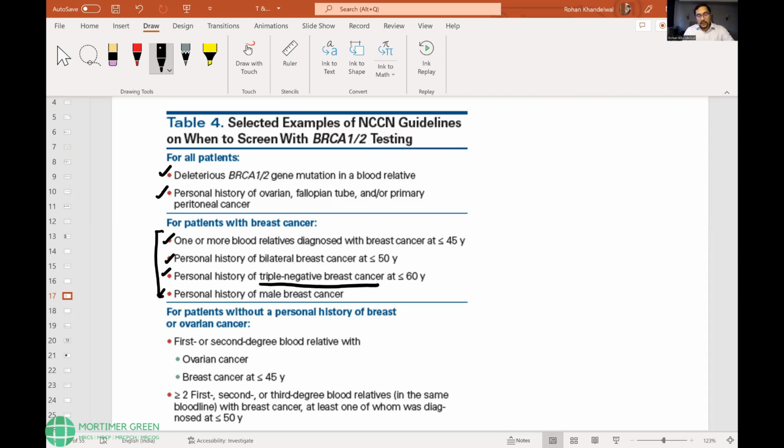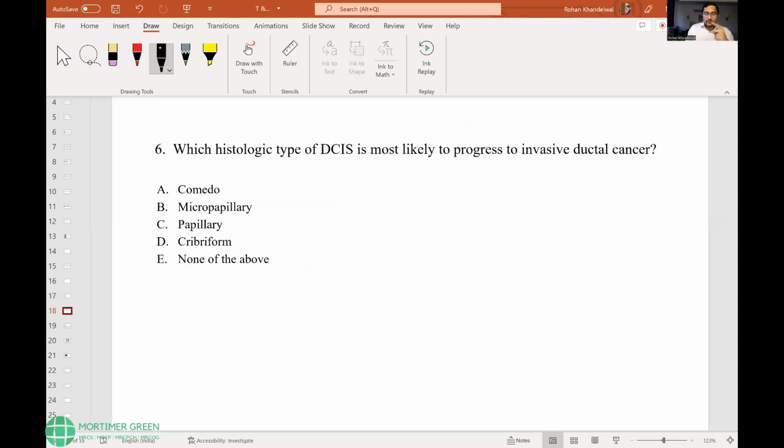And without a personal history of breast or ovarian cancer: first or second degree relative with ovarian and breast cancer at less than 45, or more than two first, second, or third degree relatives in the same bloodline with breast cancer, at least one of them diagnosed at less than 50. So these are the indications, and you should know about these indications for the exam.